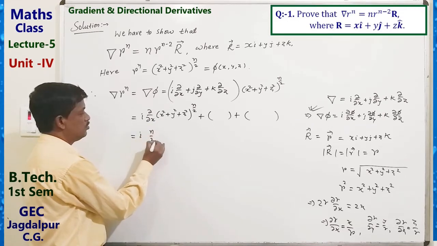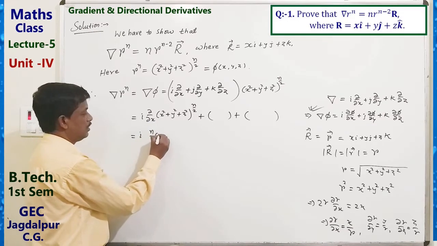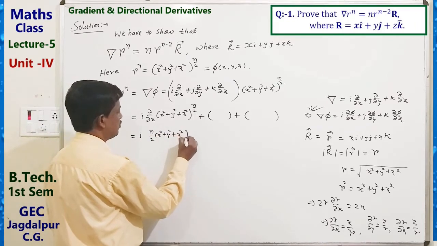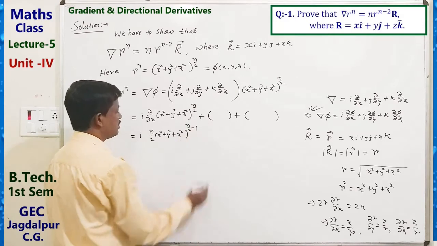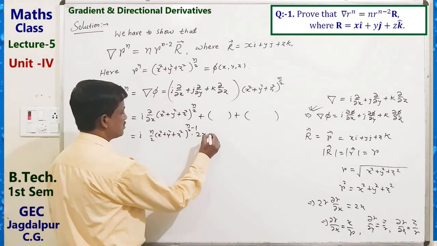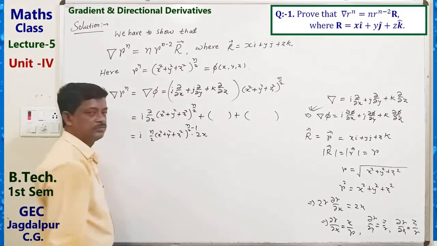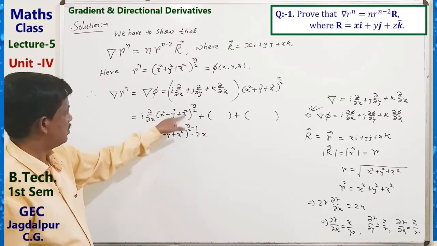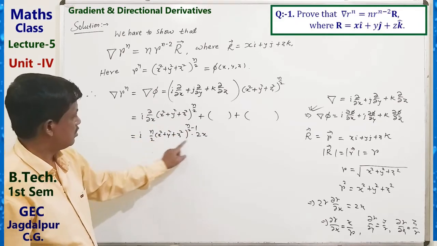n/2 (x² + y² + z²)^(n/2 − 1) into 2x. So n/2 (x² + y² + z²)^(n/2 − 1) and 2x.